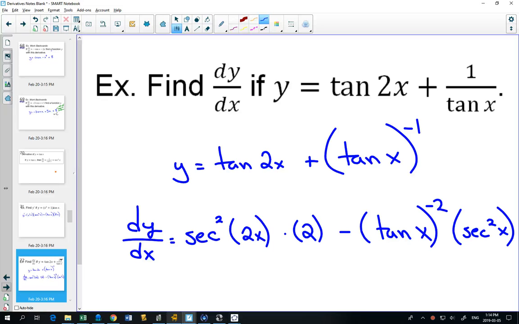One of the things that this really gets you to do is to manage a lot of data. You've got a bunch of rules going on, and you've got a bunch of certain derivatives for certain functions. So you have to be able to manage the chain rule and think about what the derivative of tan is at the same time.